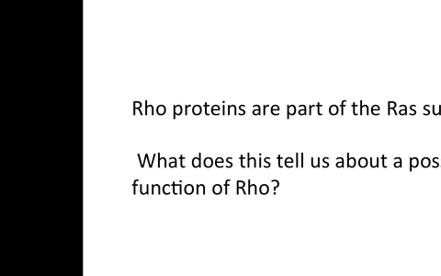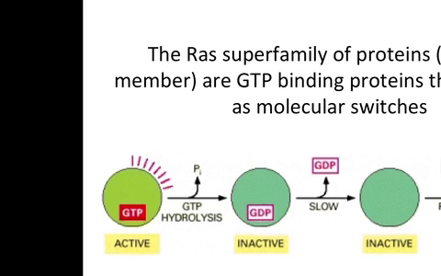So, Rho, molecular switch, very good. That means it turns something on and off, right? And then I told you already, it also means it's a GTP binding protein. Good. So you should be thinking, oh, there are probably some GAPs and GEFs, and it all applies, right? The Ras superfamily of proteins are GTP binding proteins that function as molecular switches. Just in case you forgot.